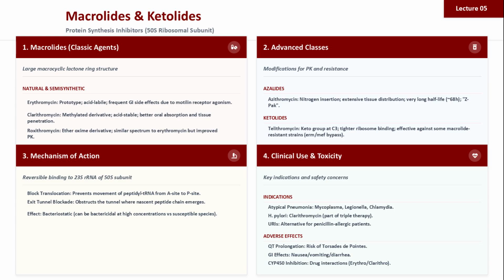But you must remember adverse effects: QT prolongation, GI upset, and important drug interactions due to CYP450 inhibition, especially with erythromycin and clarithromycin. So the key idea is, macrolides block translocation on 50S → stop protein synthesis → mainly used in respiratory and atypical infections.